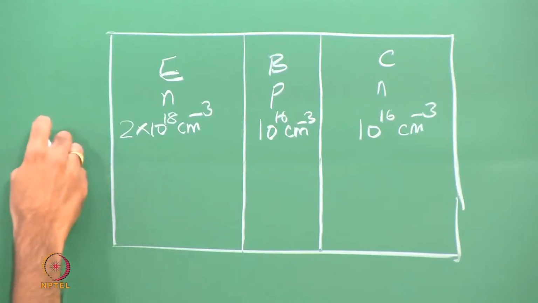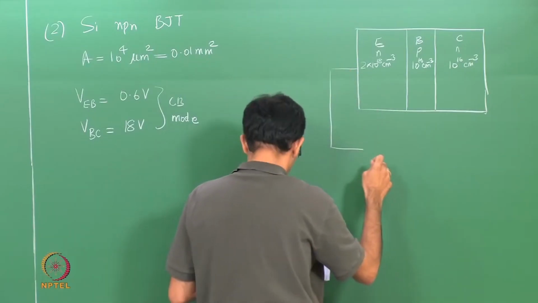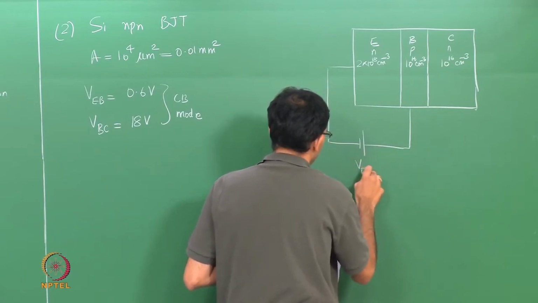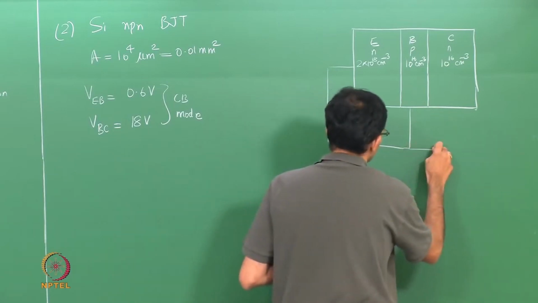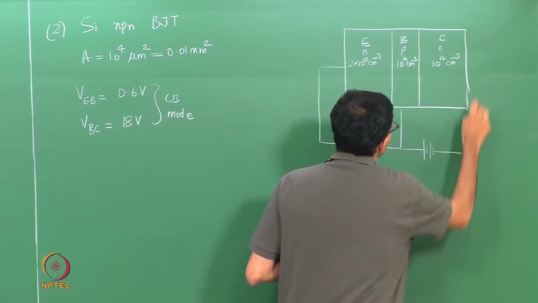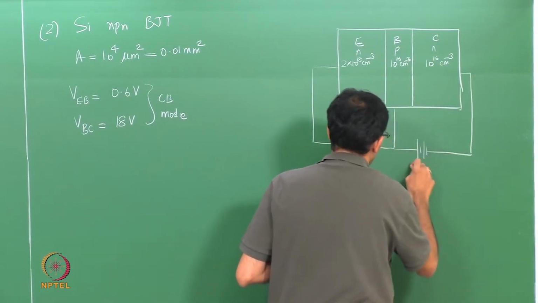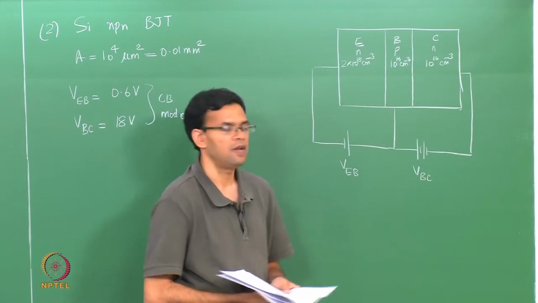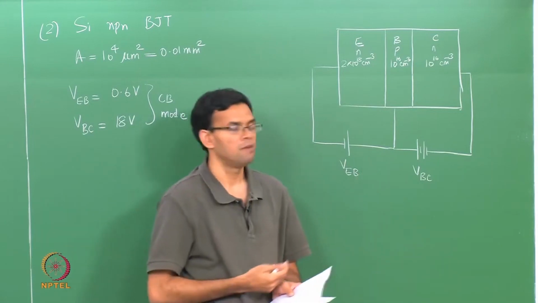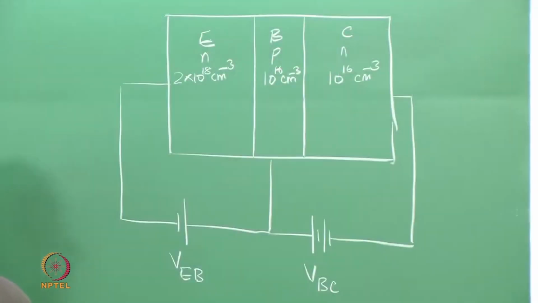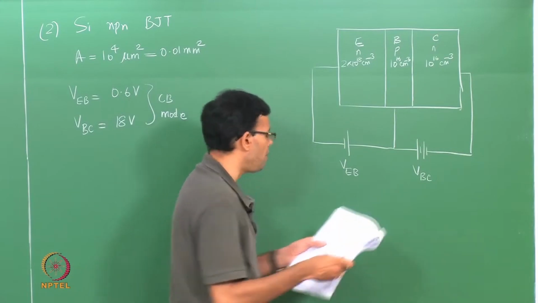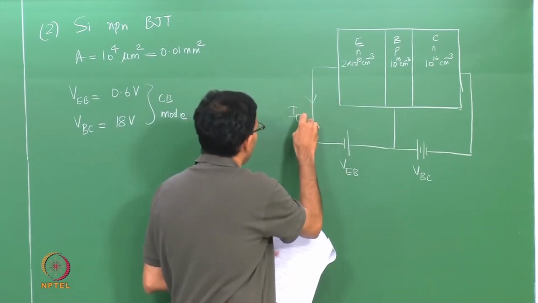So, this is in your common base mode. This is VEB, and this is VBC. You can compare this with problem 1. You will essentially see that the polarities are reversed, because now we have an NPN, but once again your emitter base junction is forward biased, so that electrons from the emitter basically move to the base. This gives you your emitter current IE.